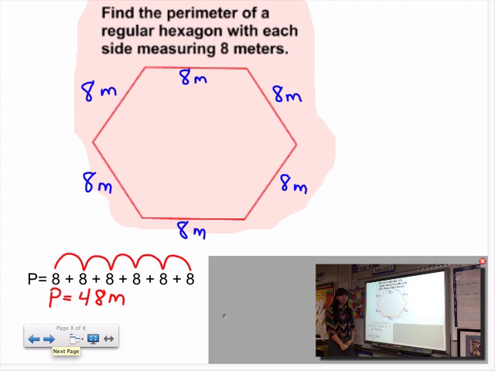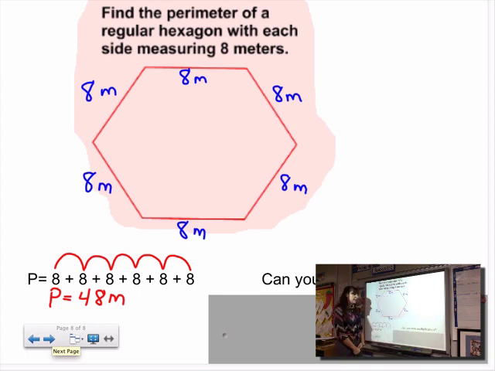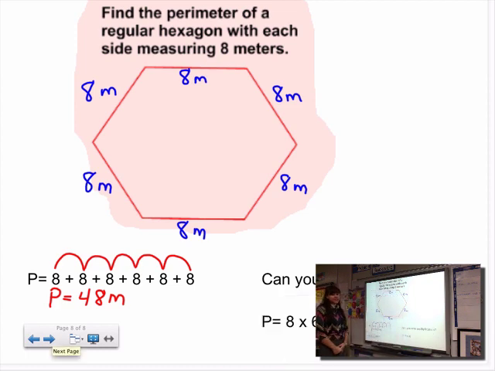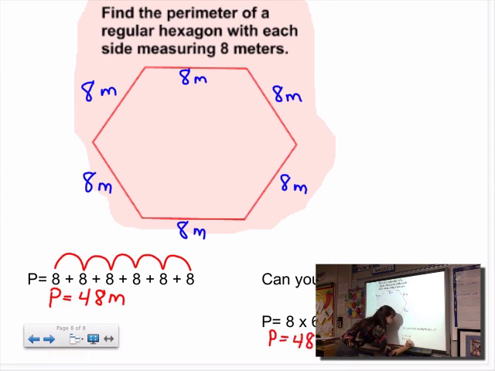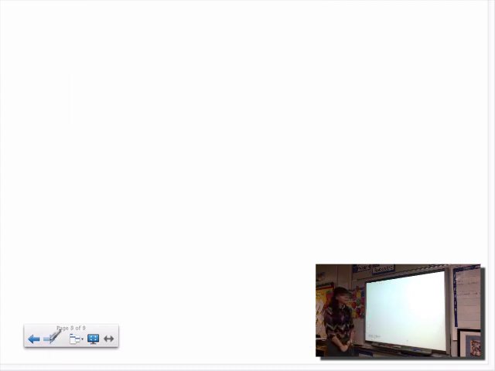But perhaps a number sentence that might be more easy to manage would use multiplication. Think, what multiplication sentence might I use to represent this repeated addition example? If you said 8 times 6, you got it. This is another way of finding that the total perimeter of this object equals 48 meters. So once again, whether you use repeated addition or multiplication, these are both great ways to find the perimeter of this hexagon.